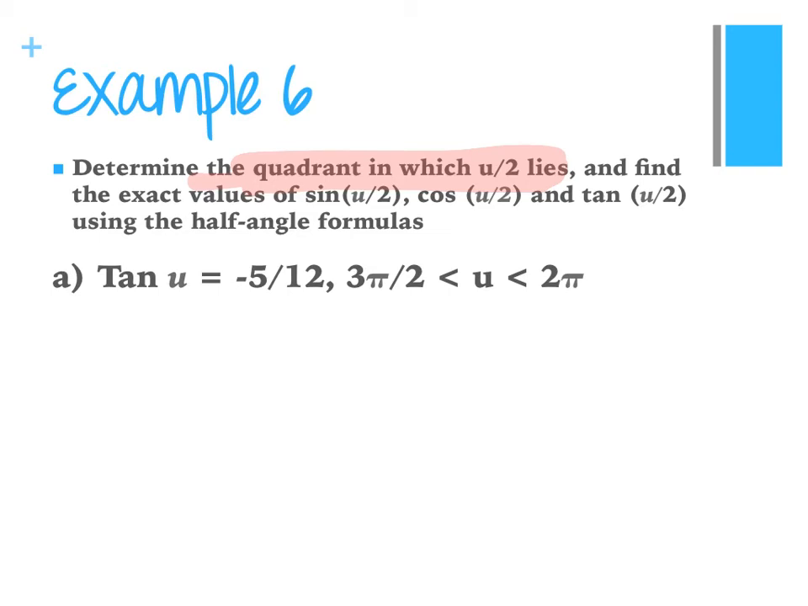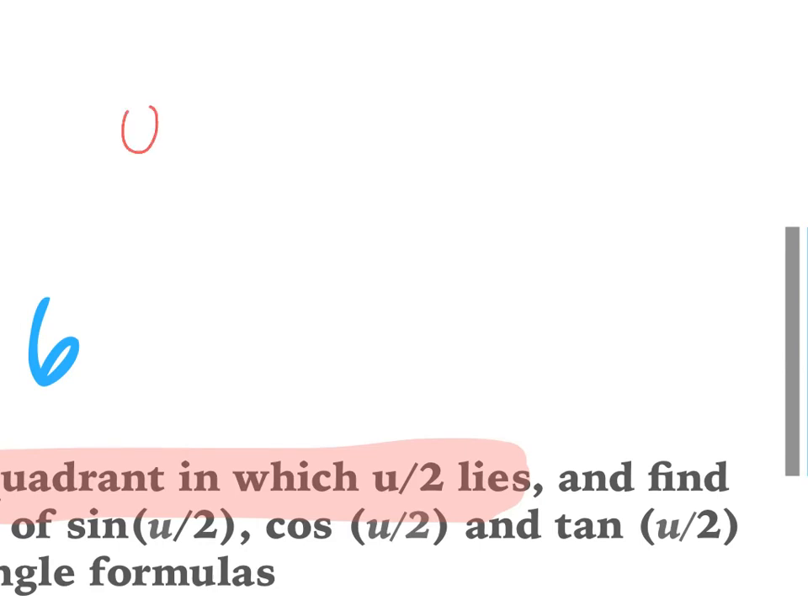What it does tell me is that u, which is the doubled angle, lies between 3 pi over 2 and 2 pi. So what quadrant does my double angle lie in? Quadrant 4. So if I took an angle that was in quadrant 4 and I cut it in half, where's it going to lie? Pick an easy angle in quadrant 4, like 300, right? What happens when you cut 300 in half? It's in quadrant 2. How about 280? What happens when you cut 280 in half? 140, right? Where's that? Quadrant 2. So if your doubled angle lies in quadrant 4, your half angle lies in quadrant 2, okay?